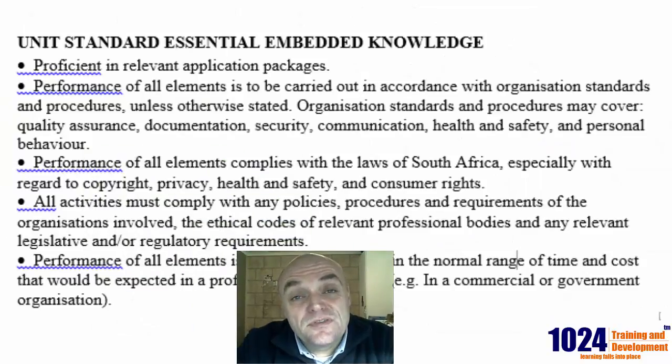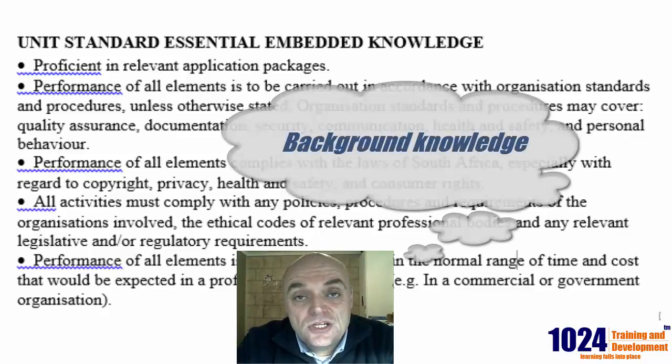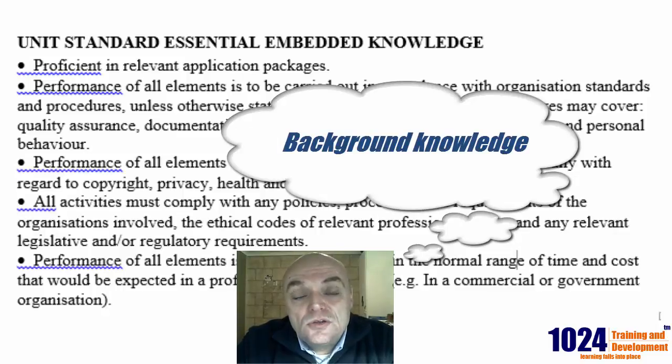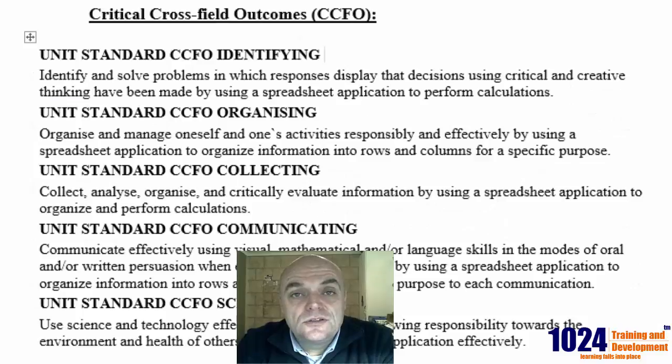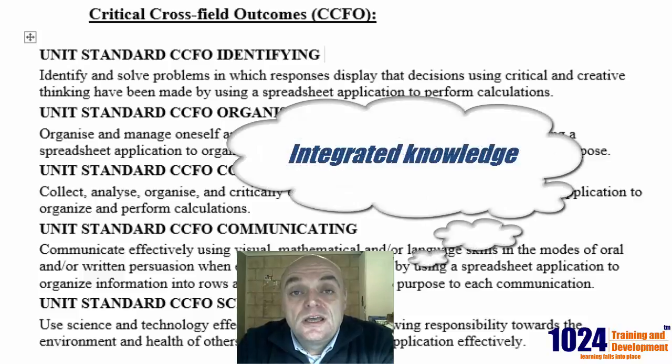After all these very specific skills that have been described in the assessment, you don't use any of this in isolation. The section called Essential Embedded Knowledge describes the background knowledge that you draw on when you apply all of these skills. Added to this, the critical cross-field outcomes explain how all this knowledge integrates into the world around you. And these critical cross-field outcomes also give the assessor a guideline as to how to ensure that the assessment tests this overall integration with the world around you.